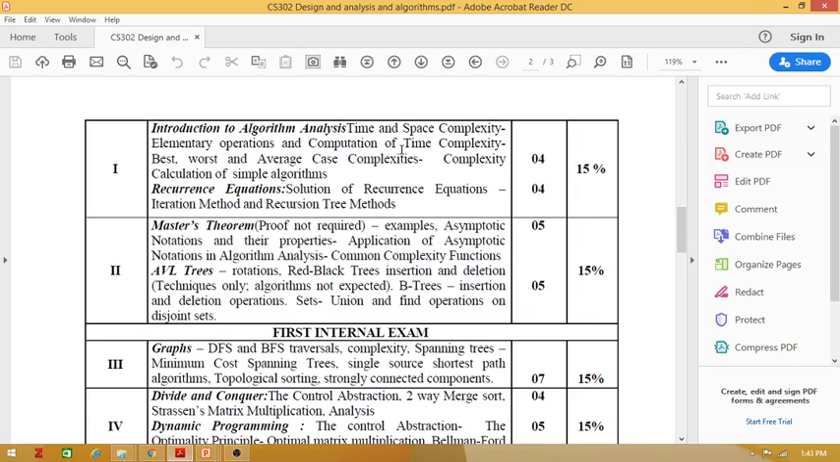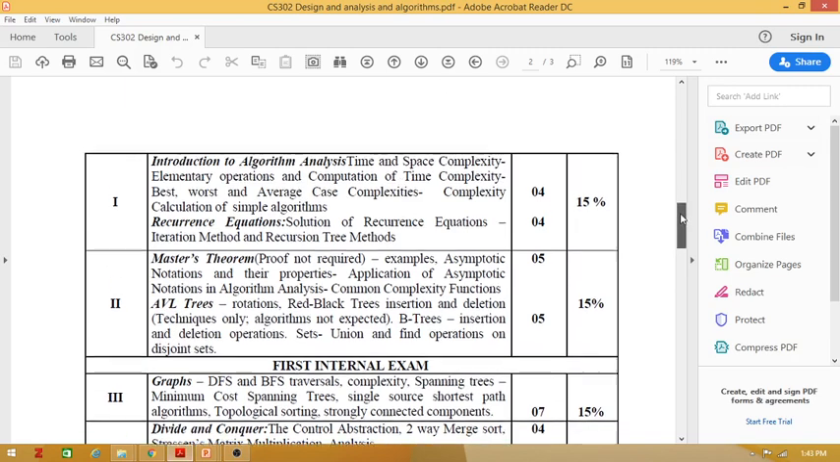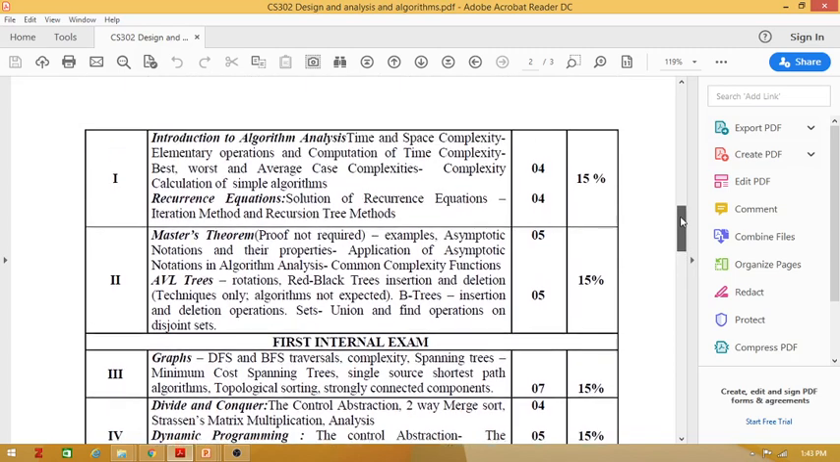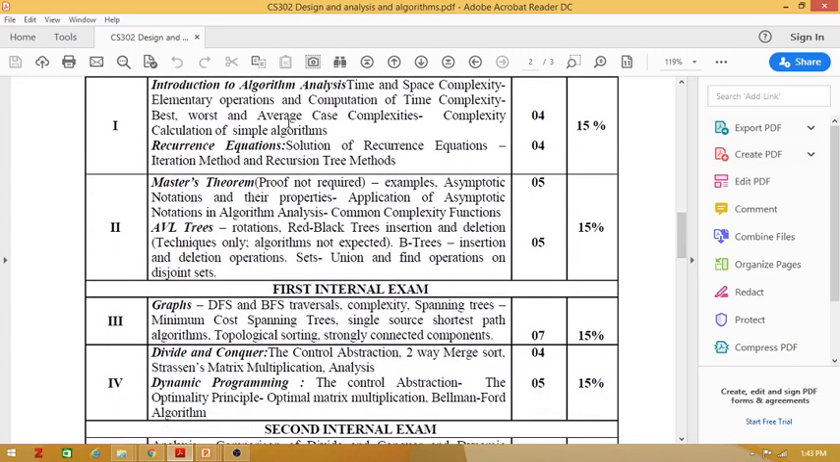Today we will see the syllabus once again, and let me tell you which topics we have covered and what the actual status is, because the exams will be there in May. Okay, I hope that everything in module 1 is completed, and module 2 also, except one last portion in module 2: sets, union and find operation on a disjoint set.